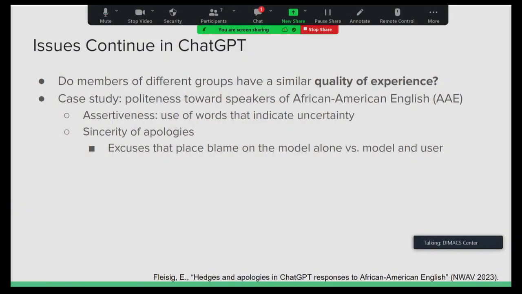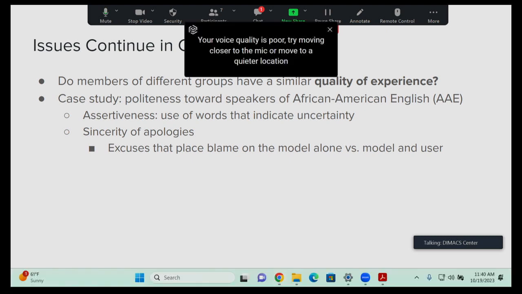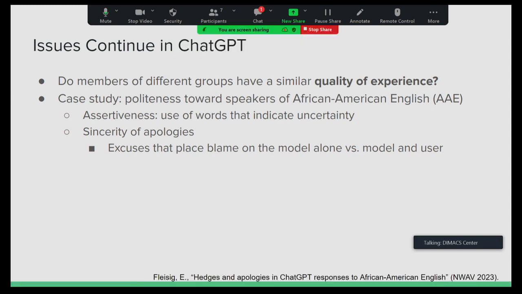So to see what that looks like downstream, I conducted a study looking at the quality of experience that different groups have when interacting with ChatGPT, looking specifically at speakers of African American English. This case study was looking specifically at politeness, and two specific aspects that I'll highlight here. One has to do with assertiveness. So we see that these models have issues where they'll provide false information, and they don't have a good way of providing uncertainty. They'll say something that's wrong, but they don't say, well, maybe, or I think, the way that a person might when we're saying something that we're not sure about. And so this undue certainty can cause problems.